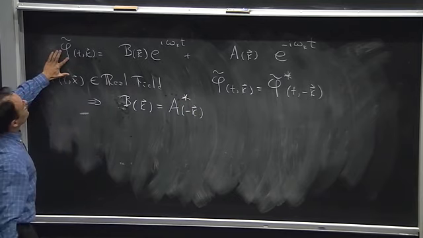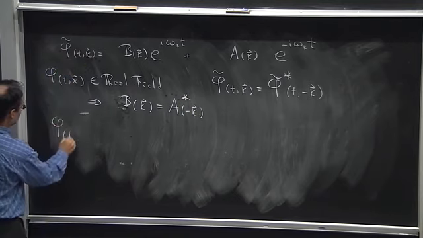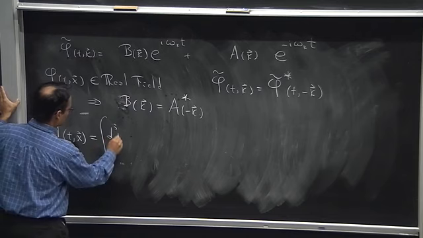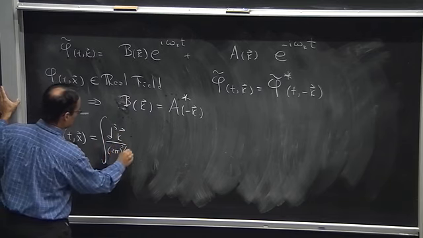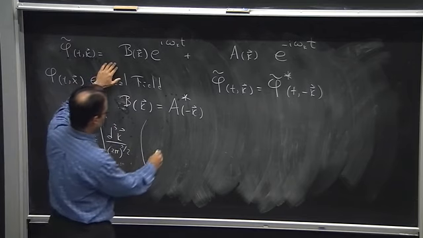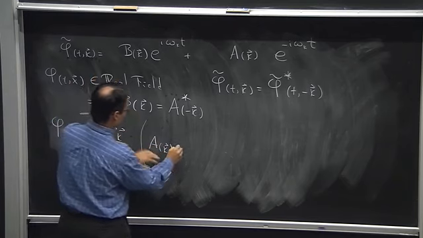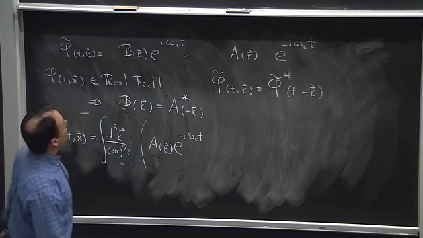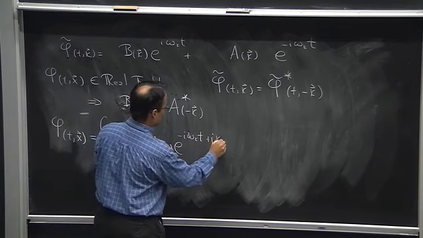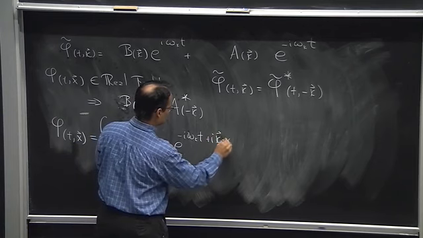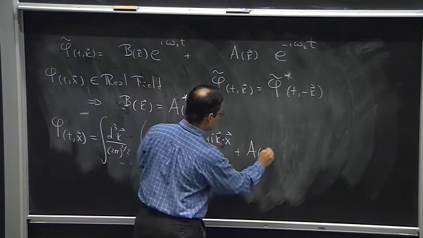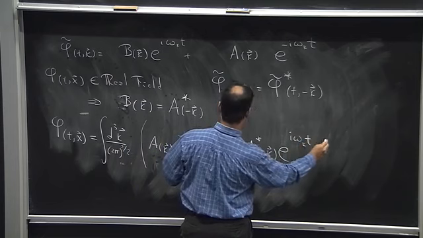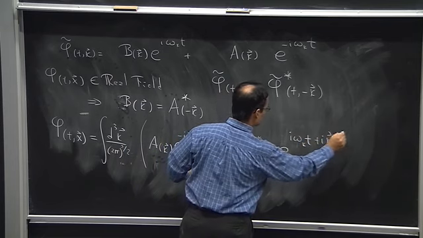So that plugging this back into the expression for the field phi, we find that the most general solution for our field is the integral d3k over (2 pi)^(3/2), and then we can start with a of k e to the minus i omega k t plus i k dot x, plus a of minus k conjugate e to the i omega k t plus i k dot x.